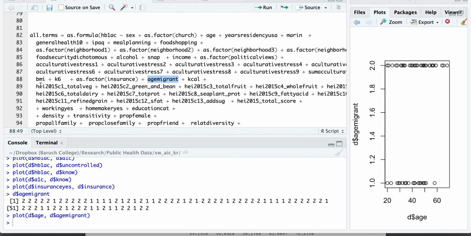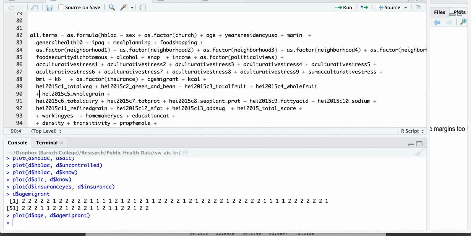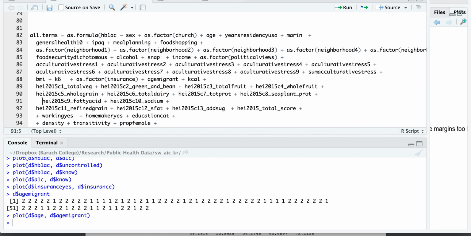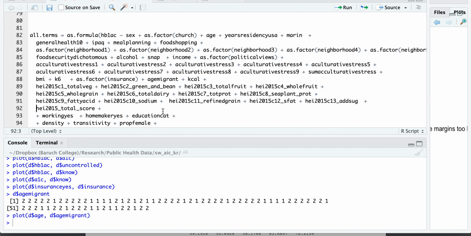So they just start here, then they go this. Okay.